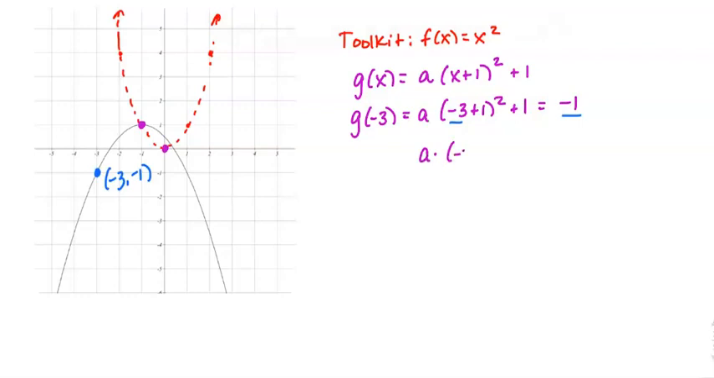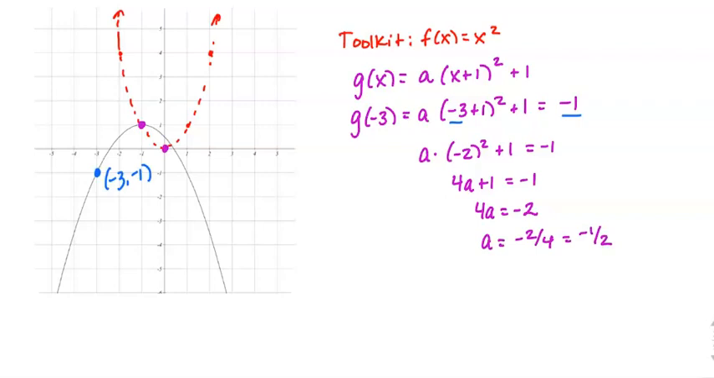So now let's simplify. -3 plus 1, we have (-2) squared plus 1 equals -1. (-2) squared is 4, so we have 4a plus 1 equals -1. Subtracting 1, we have 4a is equal to -2. And dividing, a is equal to -2/4, which we could simplify to -1/2. So putting this all together, our function g of x would be -1/2 times (x + 1) squared plus 1.